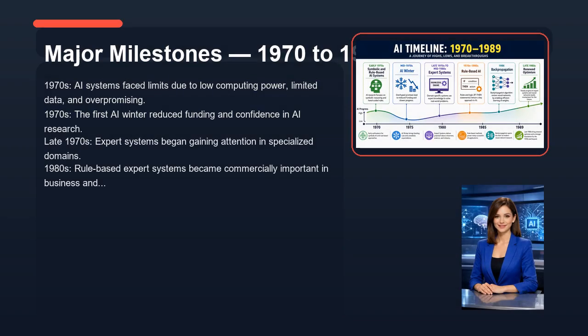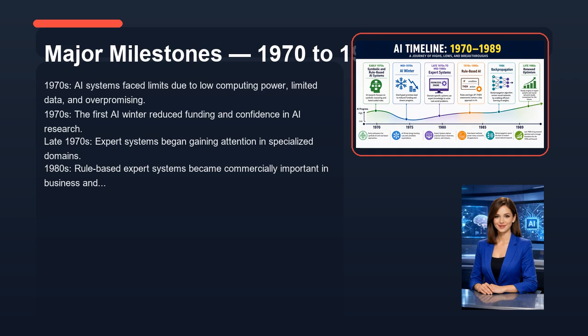Now let's look at major milestones, 1970 to 1989. 1970s, AI systems faced limits due to low computing power, limited data, and overpromising. 1970s, the first AI winter reduced funding and confidence in AI research. Late 1970s, expert systems began gaining attention in specialized domains.